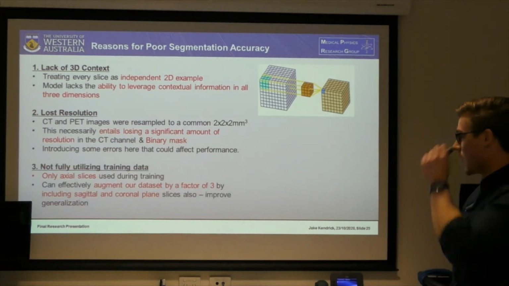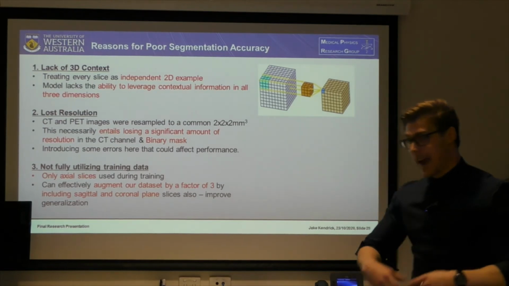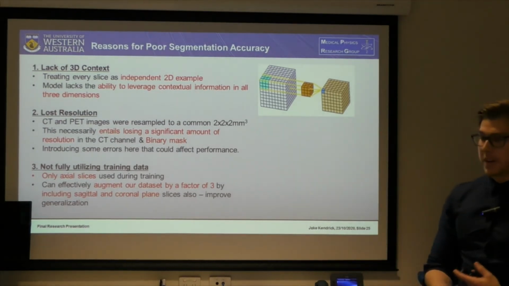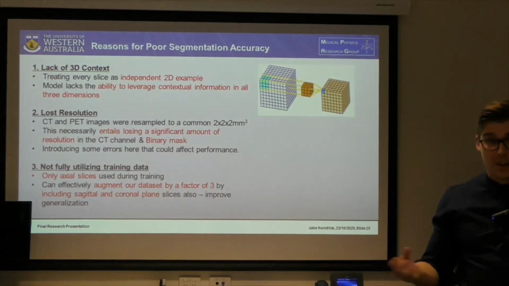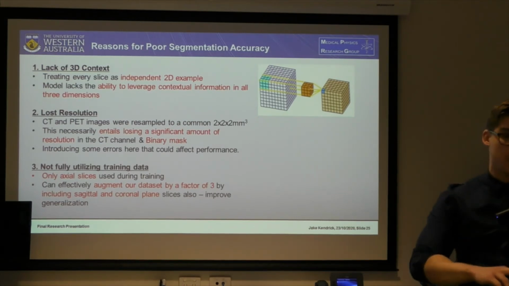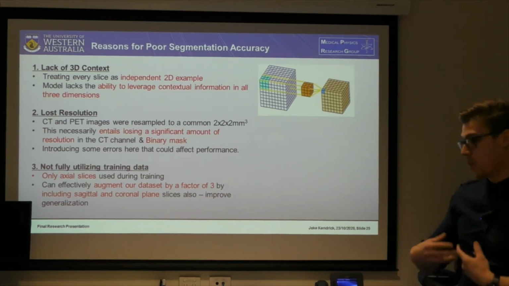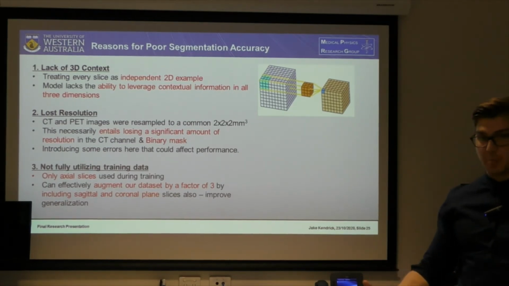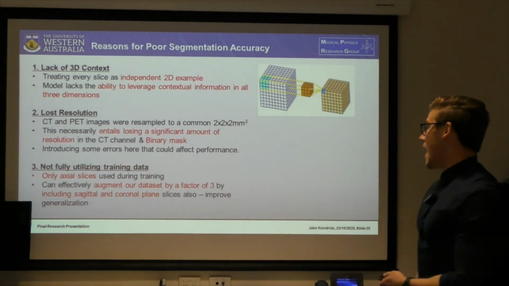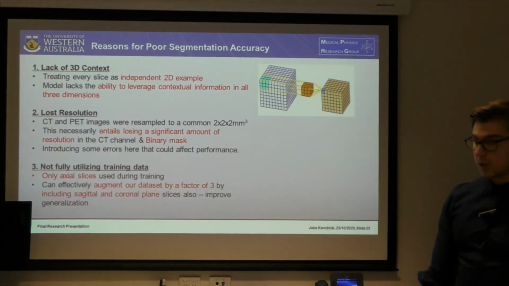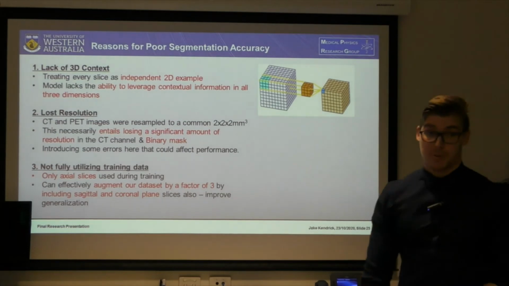Also, not fully utilizing the training data. So only axial slices were used during the training of the models. But what we can do is we can effectively augment the size of our data set by a factor of 3 simply by including the sagittal and coronal slices, because the fully convolutional nature of the network that was trained doesn't require you to specify an exact image size. So they can be different sizes, you can put them in, the model will still train. So this could improve the ability of the model to generalize, and I think if we fully utilize that information, we will be able to improve results.